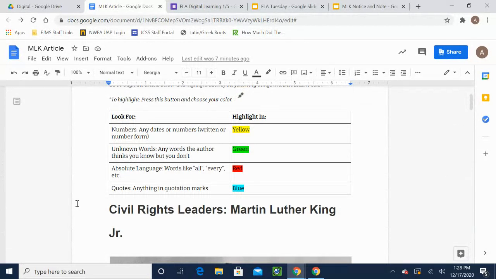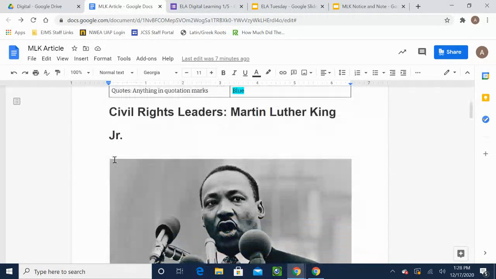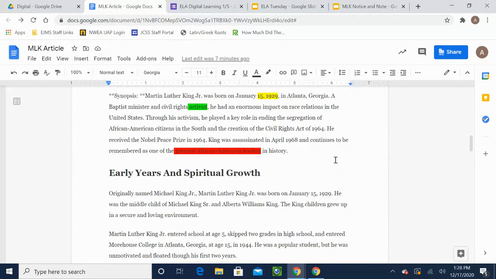Remember, your assignment is looking for these 4 things. Go through as many times as you need and highlight. Your sheet should be filled with color by the end of this.